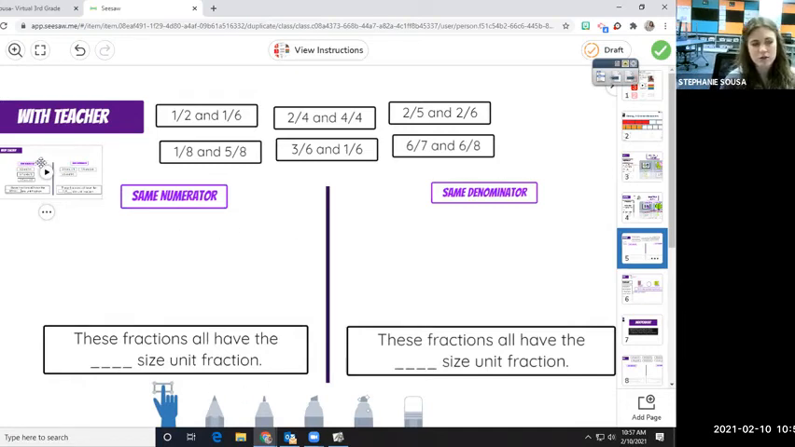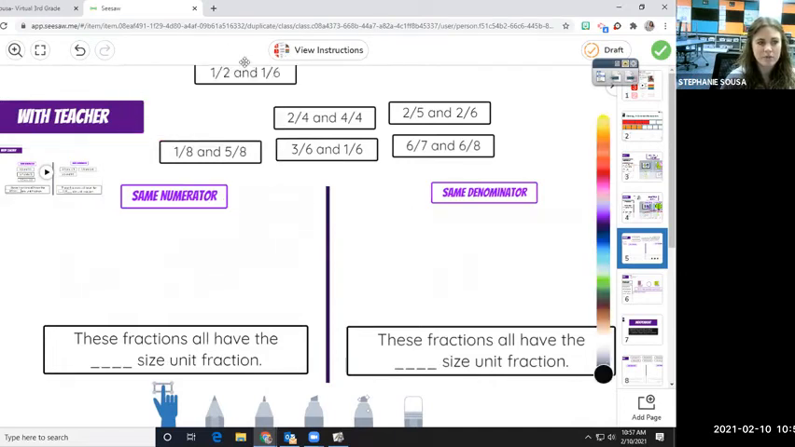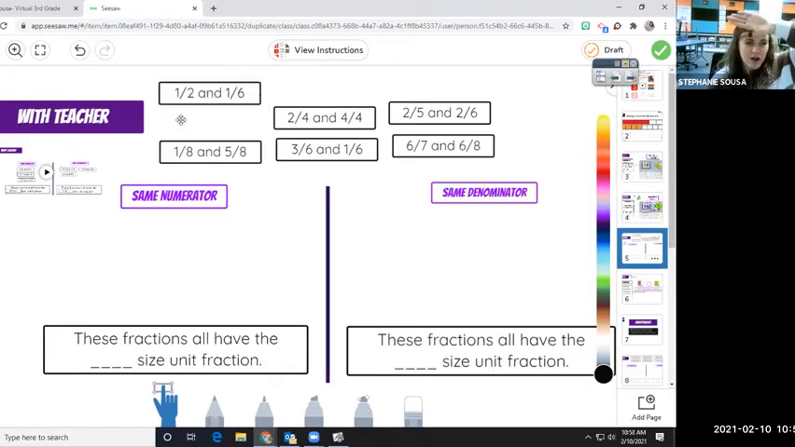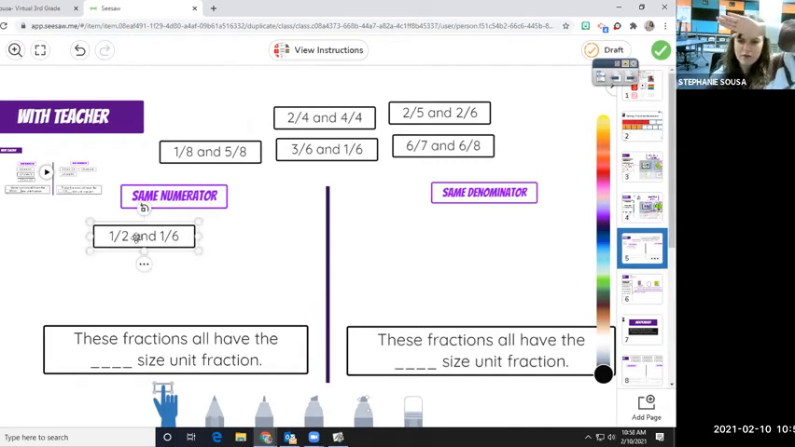If you're asynchronous, you can watch this video. All right, same numerator, same denominator. Let's look right here. 1/2, 1/6. Is that the same numerator, same denominator? Let's do it this way. If it's the same numerator, put your hand up top. If it's the same denominator, put your hand on the bottom of your camera. Where's it at? Yes, on top, same numerator. The number up top, 1/2, 1/6.